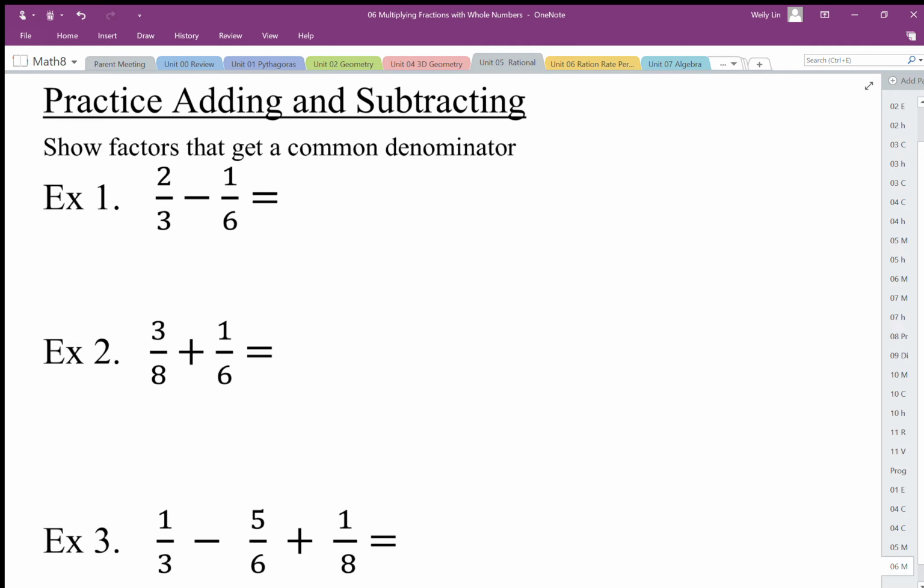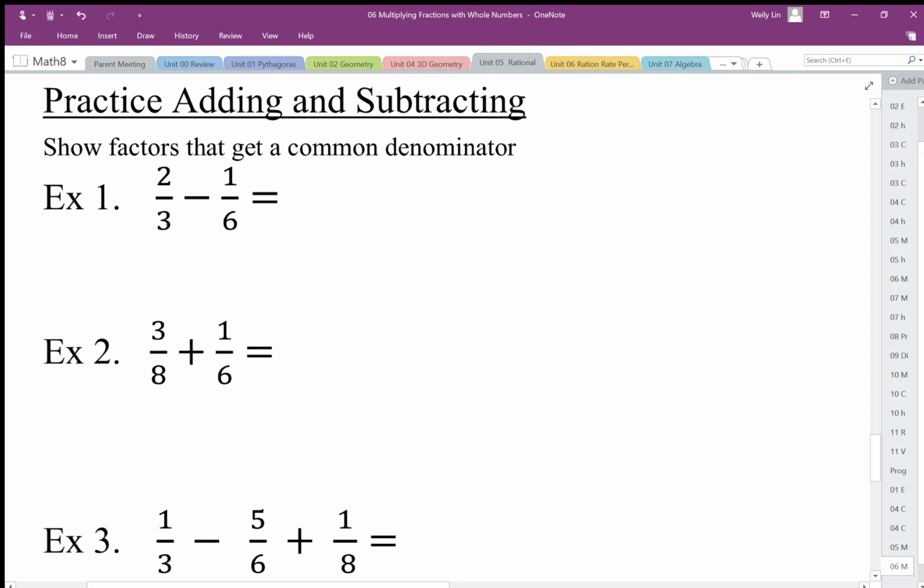We've been working on adding and subtracting, so we wanted to make sure we do some practice on adding and subtracting. Now, with multiplication, we did not need a common denominator. We just used times on top, divide on bottom. However, with adding and subtracting, we need a common denominator. And to get a common denominator, we need to change the ratio. And I need a multiplier to change the ratio.